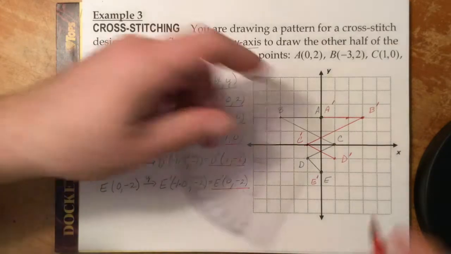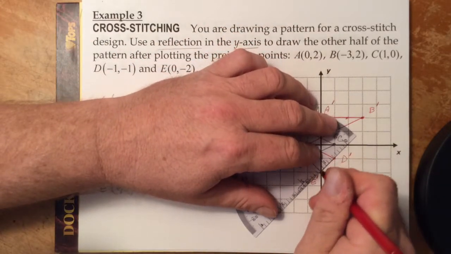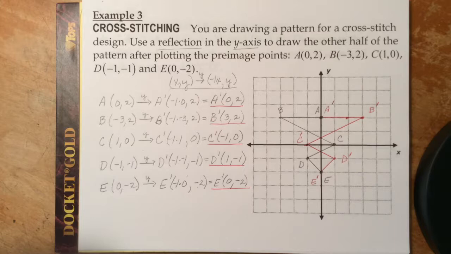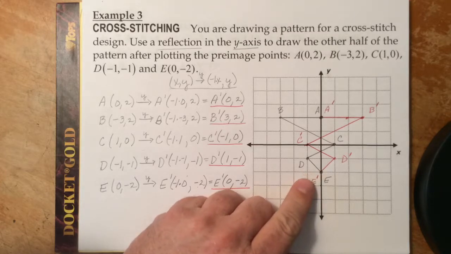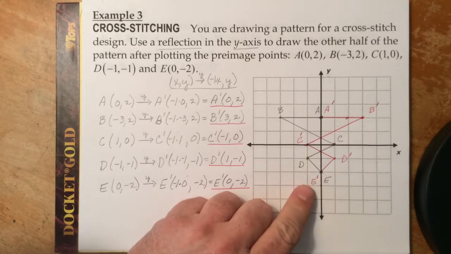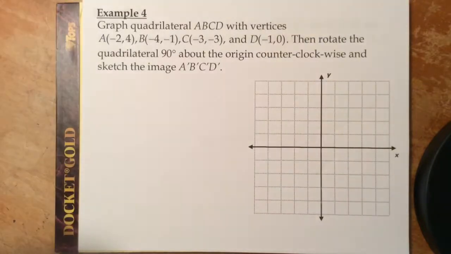Connecting D prime to E prime, and we get this cross-stitch design. Looks a little bit like a medical insignia. Now, you try practice 3. Be careful because you're reflecting across a different axis.